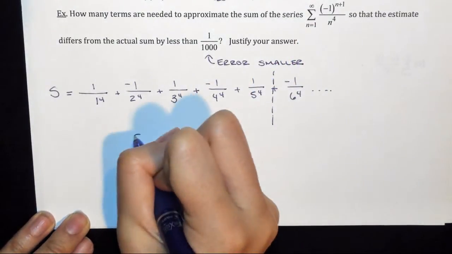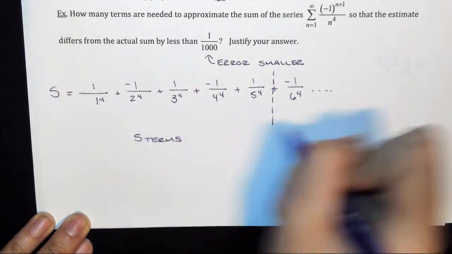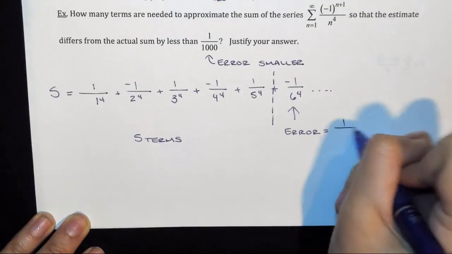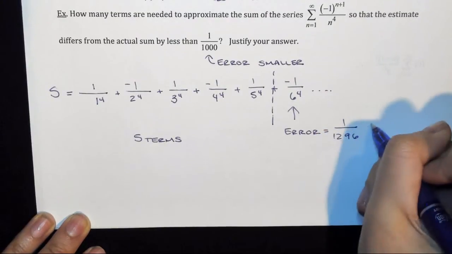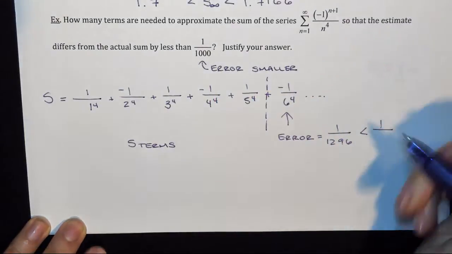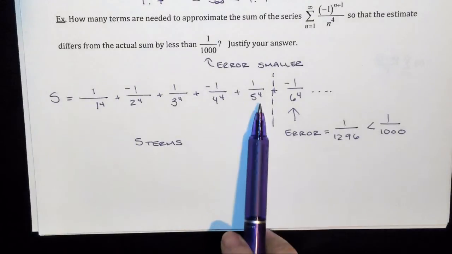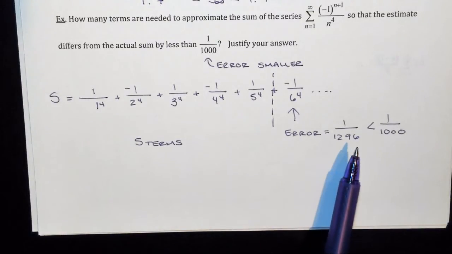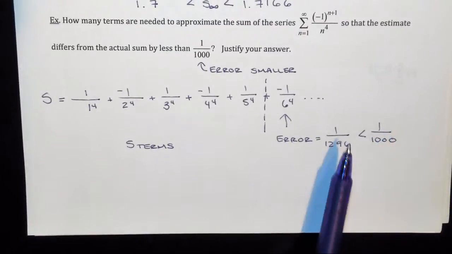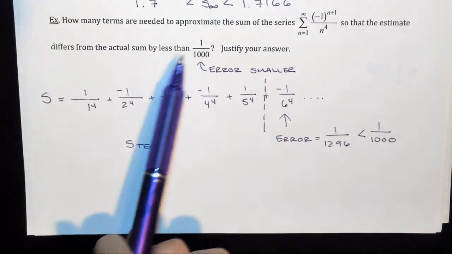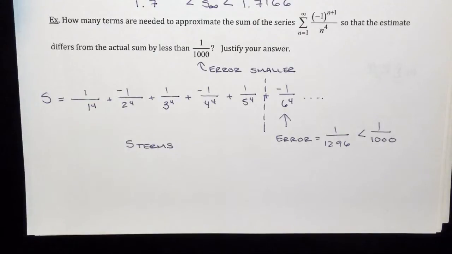So I need 5 terms because this term is going to be my error. And my error is 1 over 1296, which is smaller than the error that was requested, 1 over 1,000. So I know that if I estimate up to 5 terms, I'm off from my actual infinite sum by 1 over 1296 at maximum. And so that's a good enough approximation to satisfy a 1 over 1,000 error. Okay?